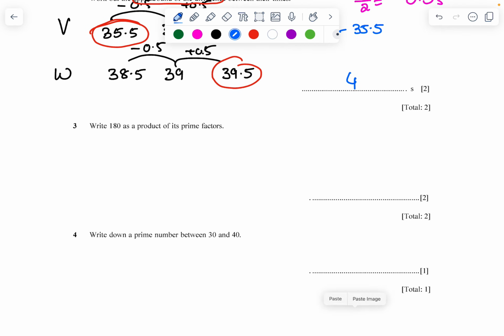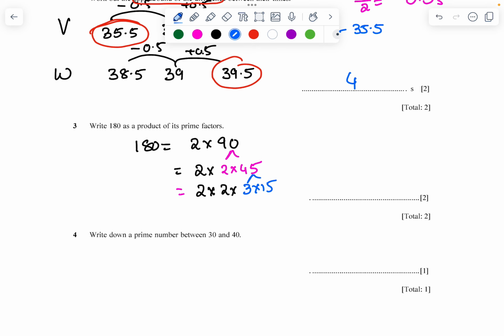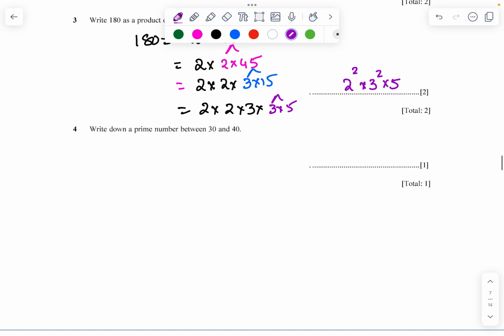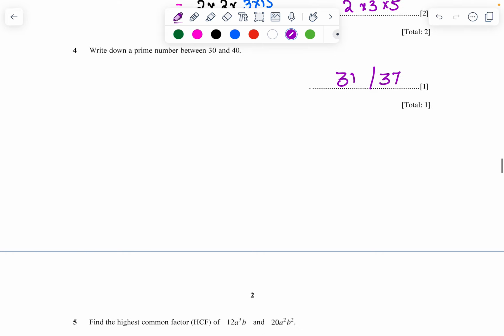Write 180 as the product of its prime factors. So 180 equals 2 times 90. 2 times 90 is again 2 times 45. Then 45 is 3 times 15. And finally 15 can be written as 3 times 5. So we can see that it is 2 squared times 3 squared times 5. Write down a prime number between 30 and 47. So either you can write 31 or 37.